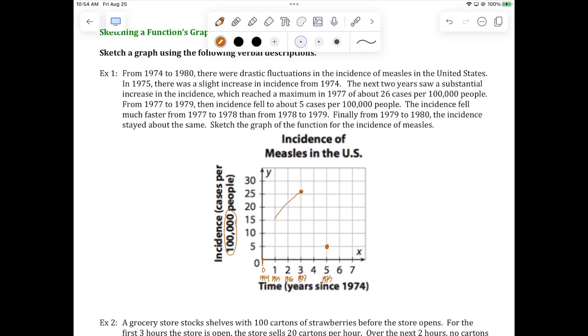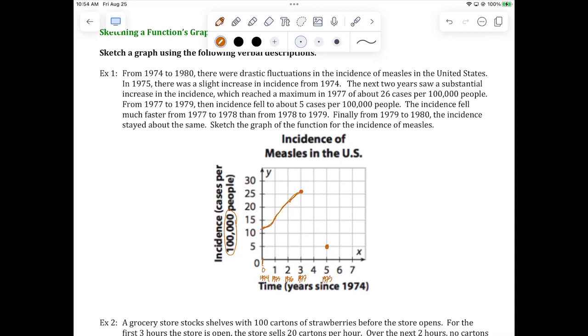No, because it said it wasn't that bad from 74 to 75. In 75, it took off. Now it's still going to be increasing, just not as quickly. So I'm going to actually curve it back the other way like this. So it kind of curves upward, and then it curves downward. We call that an inflection point. It's where the curvature changes. It curves upward like a cup, and then it curves downward like a frown.